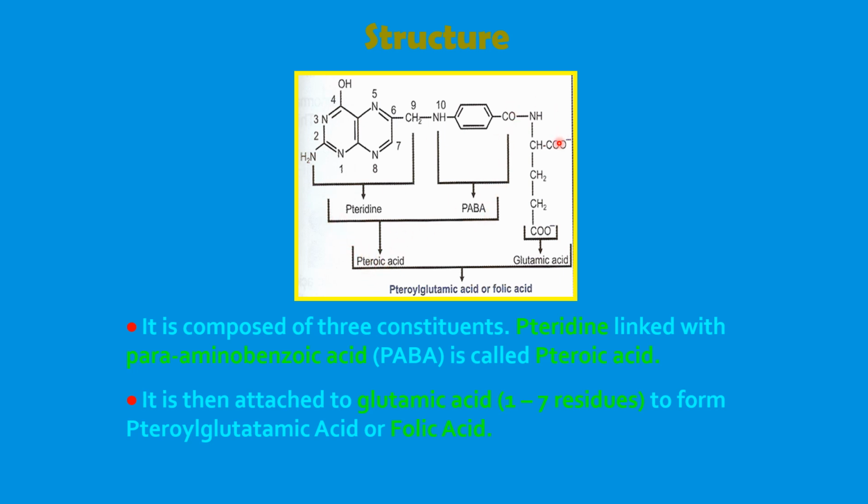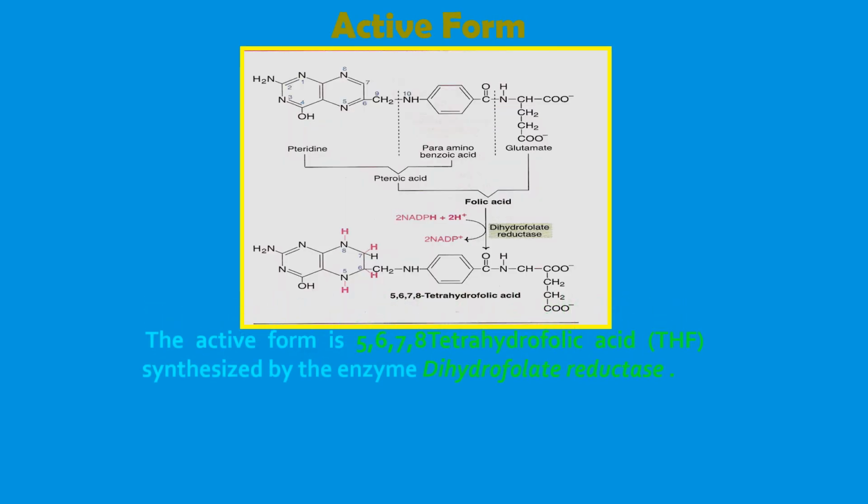Then we have glutamic acid added to the pteroic acid, and that's what we refer to as pteroylglutamic acid, or folic acid. So it has three constituents, as we have said: the pteridine, the PABA, and the glutamic acid. Of interest in our body, clearly we cannot make this ring, and so we have to obtain it from diet, but some bacteria can make it.